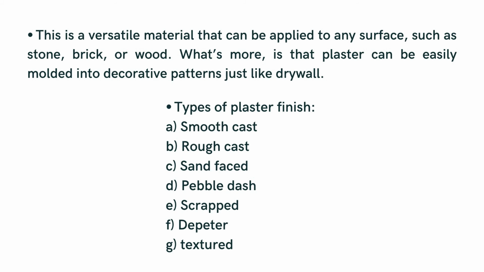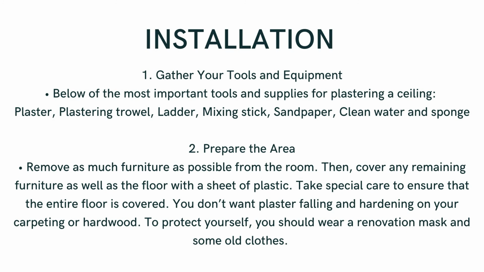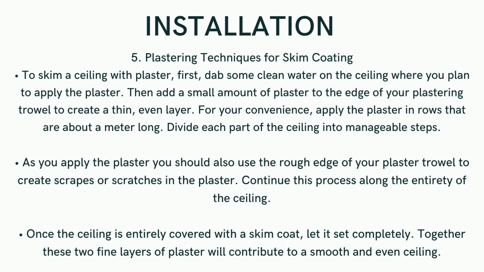or wood. What's more is that plaster can be easily molded into decorative patterns just like drywall. Types of plaster finish: smooth cast, wrap cast, sand face, pebbled dash, scrape, depeter, and textured. The properties of plaster are lightweight in nature, easy to cut and modify, affordable, aesthetically versatile, and it is low maintenance. Plaster is composed of a few common materials, namely gypsum, lime, or cement.